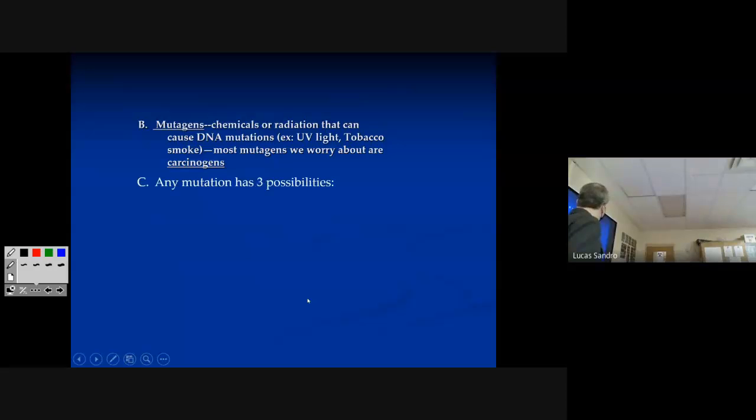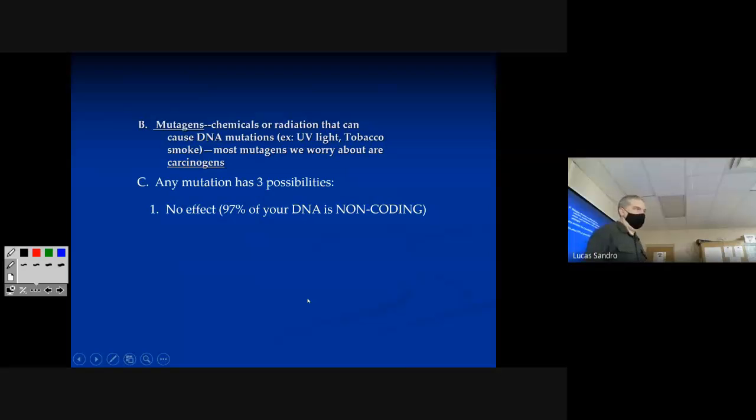So any mutation, regardless of what it is, can basically have 3 different effects. The first is going to surprise you, or at least it surprised me, because there's a number in there that kind of blows my mind. By far, the most common effect of a mutation is nothing. Most mutations have no effect on a living thing.